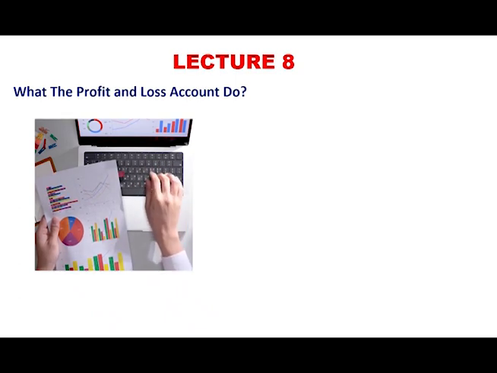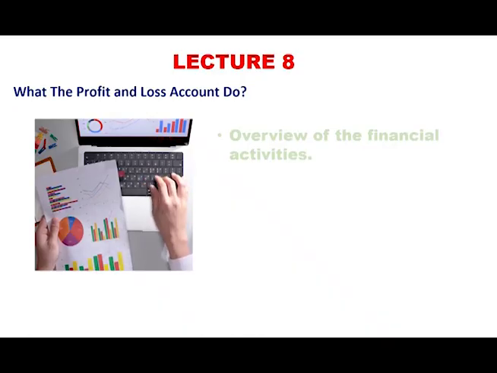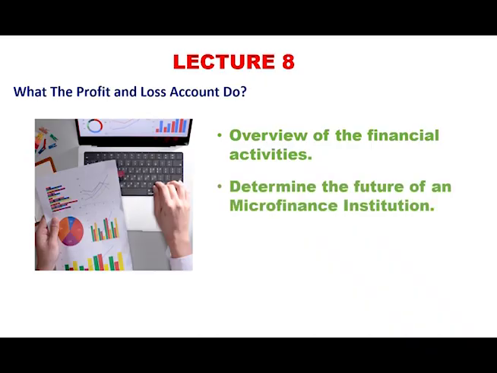What does the profit and loss account do? The income statement gives an overview of the financial activities of an MFI over a particular period in time. This statement covers a period of time and could be on a monthly, quarterly, or yearly basis with the aim of ascertaining the MFI's capacity to generate income for the business. As a performance indicator, the income statement is very useful to determine the future of an MFB.